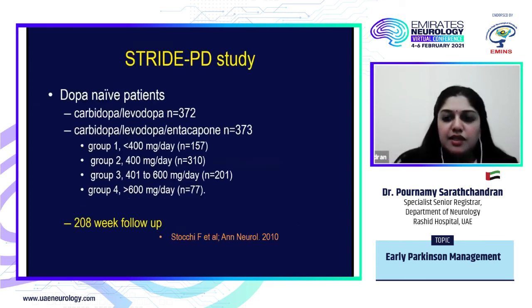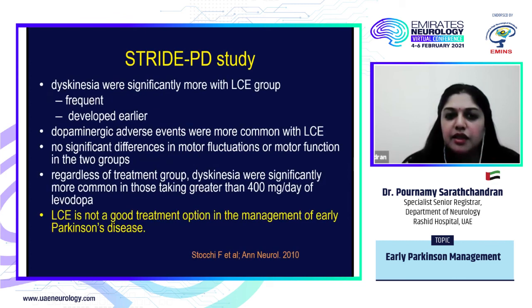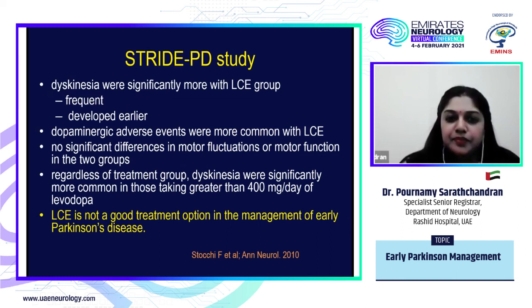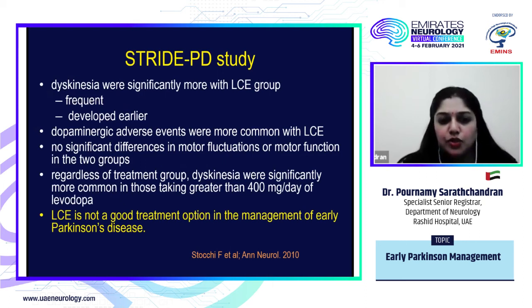But when they started a longer duration trial, which is the STRIDE-PD trial, they randomized patients into different groups, those receiving a dose less than 400, 400 to 600, and more than 600, and they found that dyskinesias were significantly more with the Stalevo group. Not just was it more frequent, but it developed earlier as well. And dopaminergic adverse effects were more common in the Stalevo group. There was no significant difference in the motor fluctuations or motor functions in the two groups.